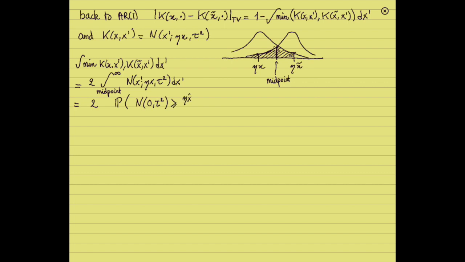And so this tail probability is the probability that a normal 0 tau square is more than the midpoint, which is eta x tilde minus eta x over 2. And this is twice the probability that a standard normal is above a certain value. And of course, that we can write in terms of the normal CDF. So we can write twice 1 minus the normal CDF evaluated at eta times the absolute value of x tilde minus x, divided by 2 times tau.